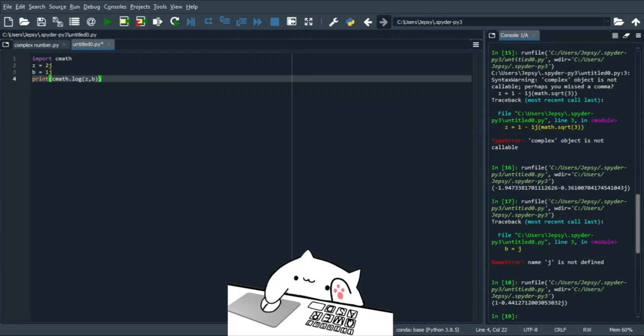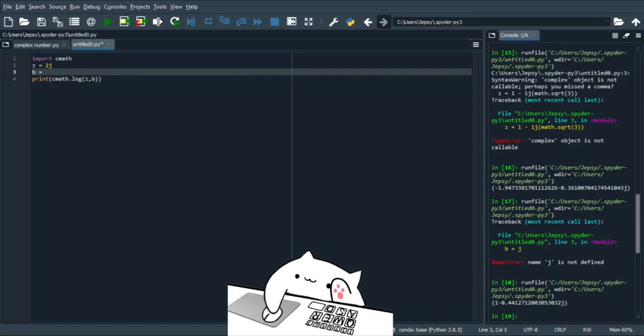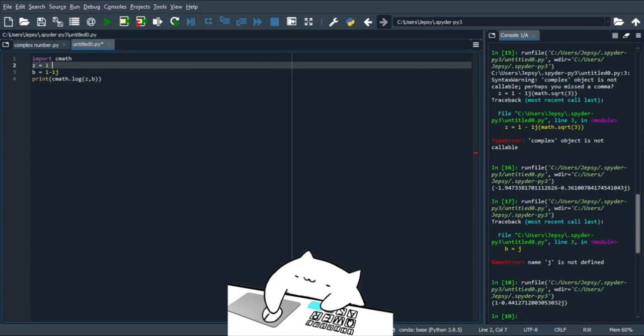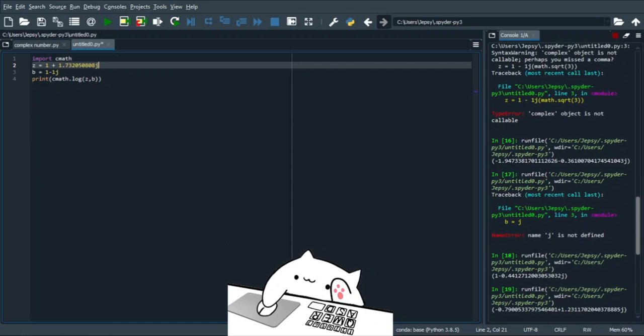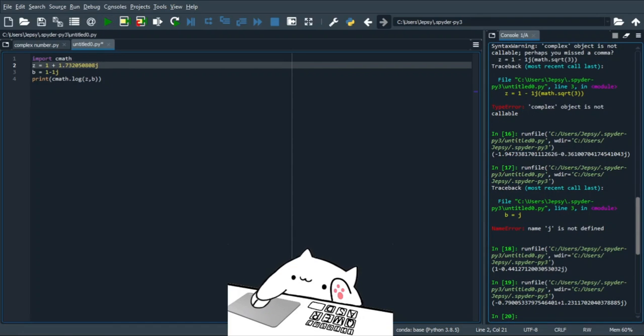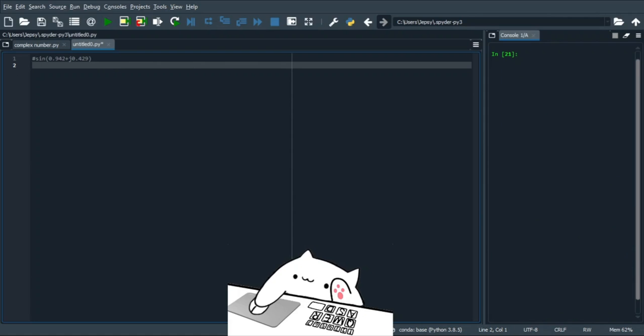Next, our last, is the same. We're dealing with another base with complex numbers. So our base is 1 minus 1j, and the x or the z is 1 plus square root of 3, which is 1.732050808j. So the same format, cmath.log z comma b, F5, and our answer here is negative 0.779 plus 1.23j.